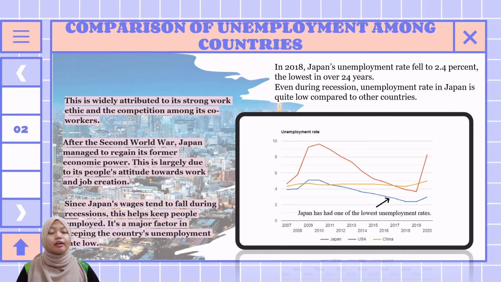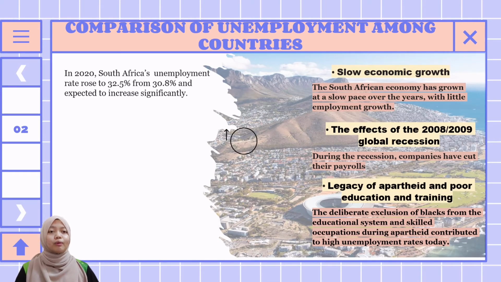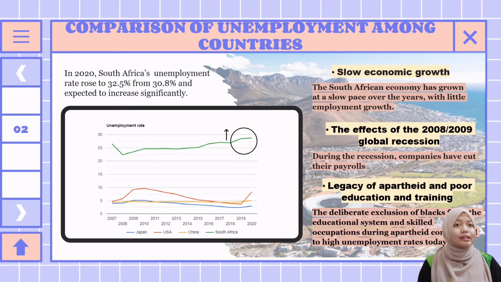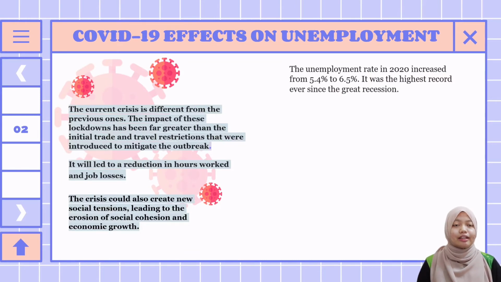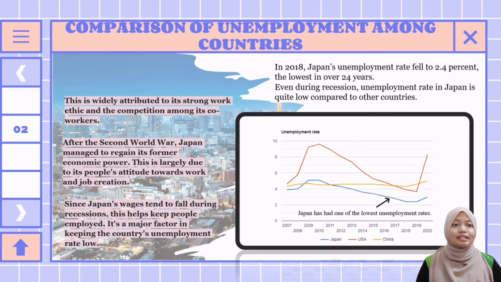From the graph here, we can compare the unemployment rate from different countries, which are Japan, USA, and also China. As we can see here, Japan is a country that has a relatively low unemployment rate compared to the other countries. Based on the graph, in 2018, Japan's unemployment rate fell to 2.4%, which is the lowest in over 24 years. In fact, even during recession, Japan's unemployment rate is quite low compared to the other countries.